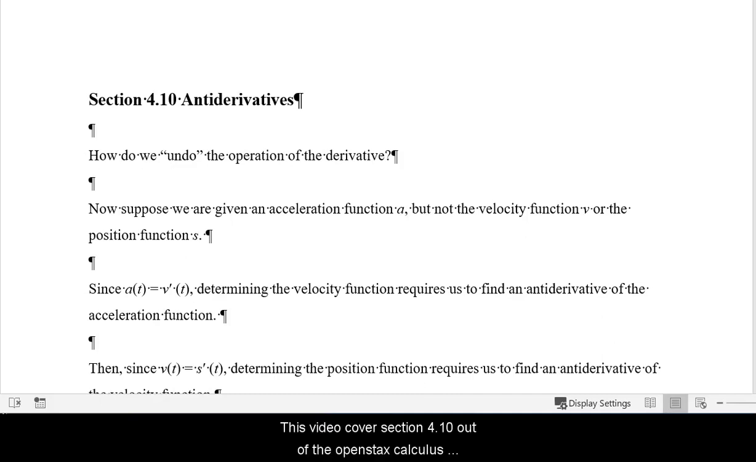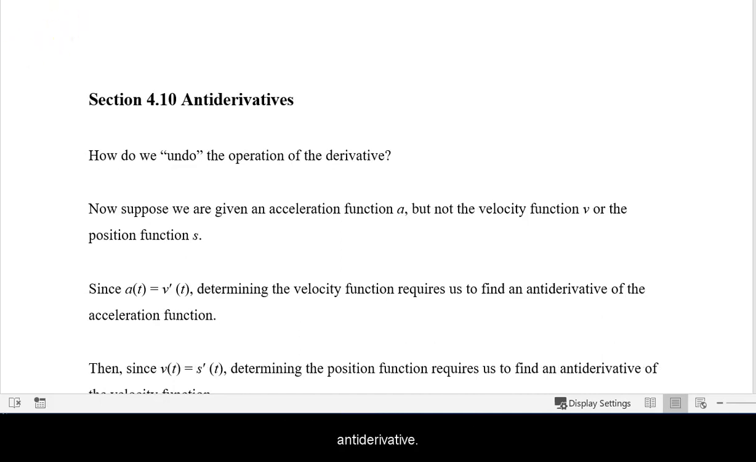This video covers section 4.10 out of the OpenStax Calculus book, Volume 1, entitled Antiderivatives. Let's take a look at what we're trying to learn in this particular section. What we're discussing now are what are known as antiderivatives.